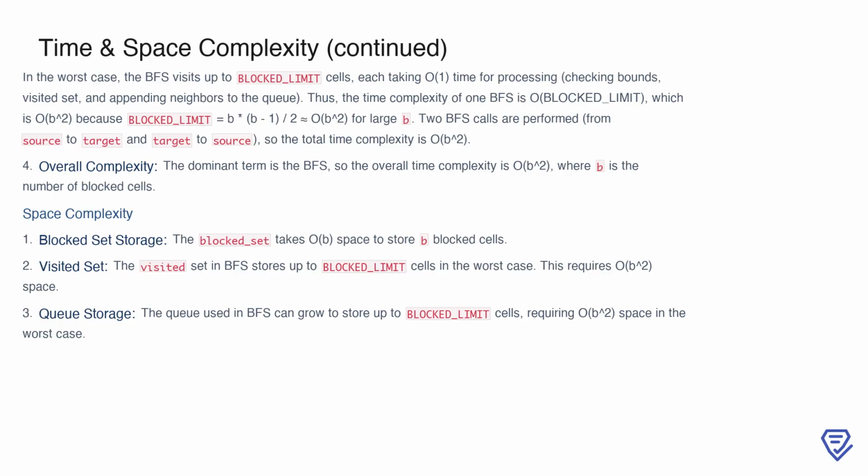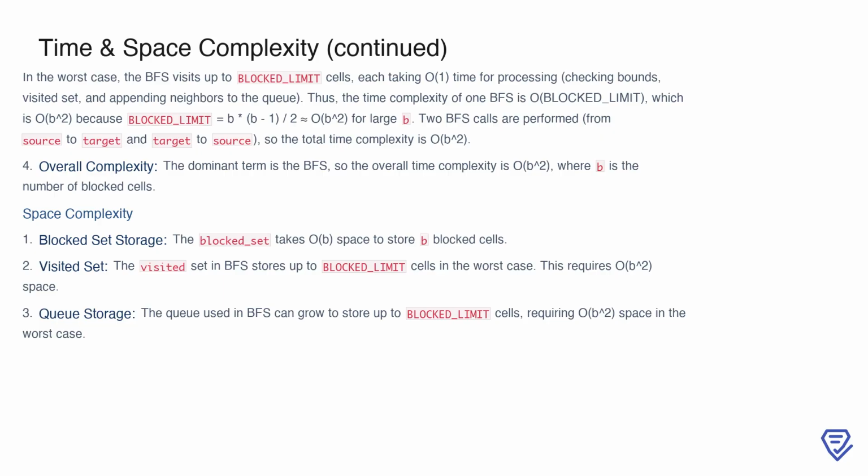Since the algorithm performs two BFS calls, one from the source to the target and another in reverse, the total time complexity becomes 2 times O(B squared), which simplifies to O(B squared). When we consider the entire solution, the BFS dominates the time complexity, resulting in an overall time complexity of O(B squared).